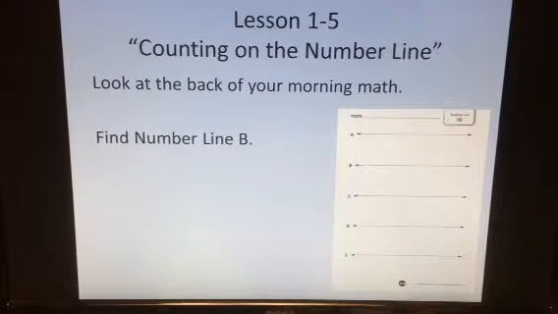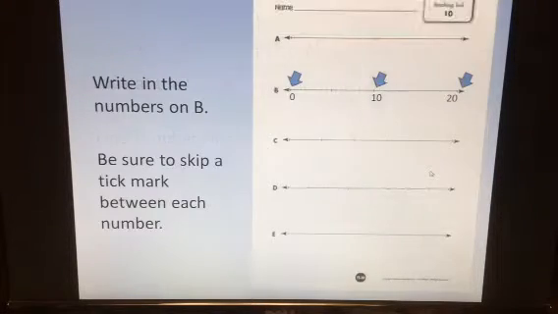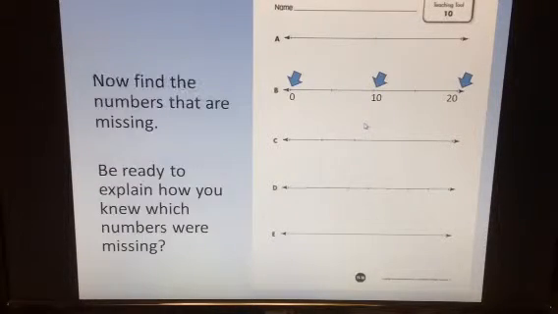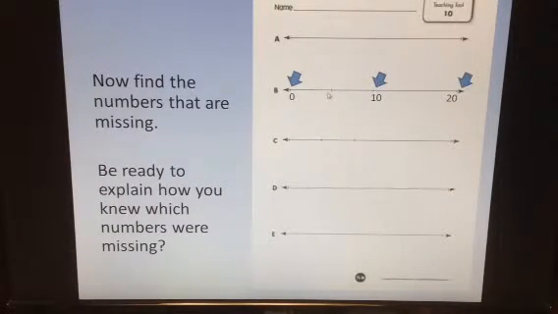Okay, so this morning we looked at the back of our morning math sheet and we saw a worksheet that looked like this. We looked at number line B, and what we were doing with number line B is we started by writing numbers on some but not all of the tick marks. We wrote numbers just like I did on this slide. Then we tried to find what numbers were missing.